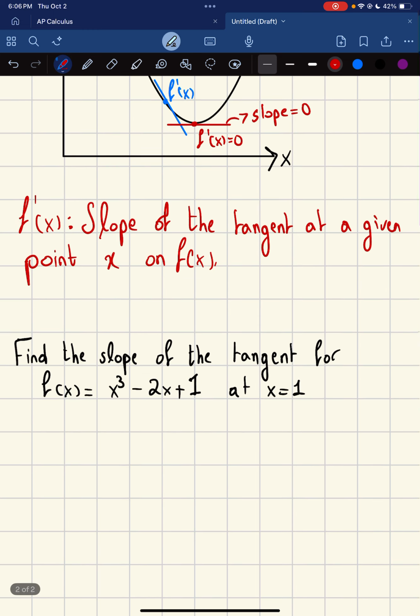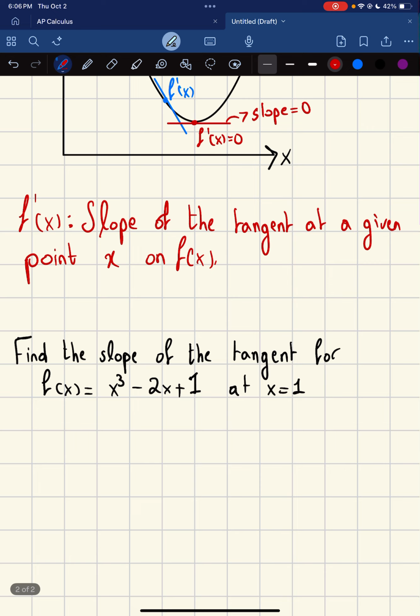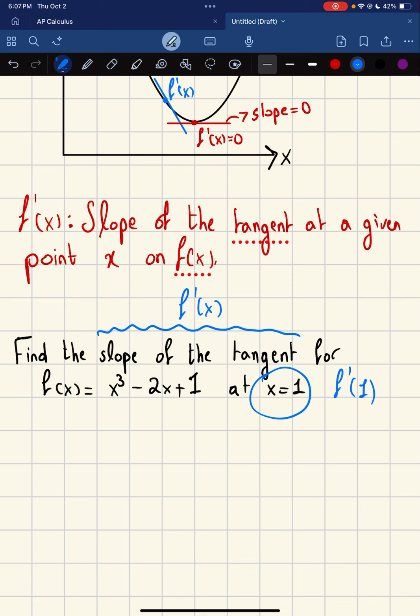So how do we find the slope of a tangent if we're given an expression? We're going to do some sample problems. So the first question says, find the slope of the tangent for f of x is equal to x cubed minus 2x plus 1 at x is equal to 1. As soon as they say the word slope of the tangent, it means I need to find f prime of x. Add to that x is equal to 1, that means I have to find f prime of 1.